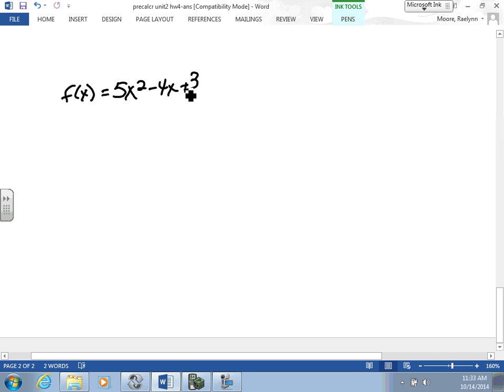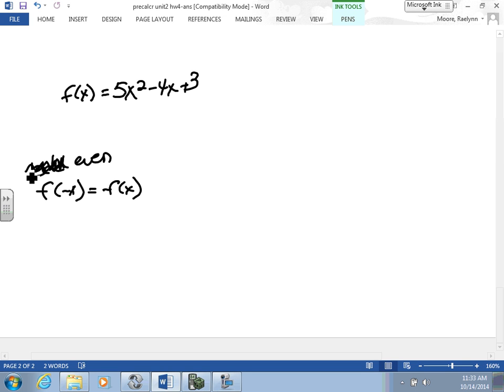Okay. If it's odd, we said we should be able to replace the x with a negative x, and it should come out to be the same exact thing. If it's even, we should be able to replace the x with a negative x, and it will come out to be the original function. We also remembered that this has symmetry with respect to your y-axis.